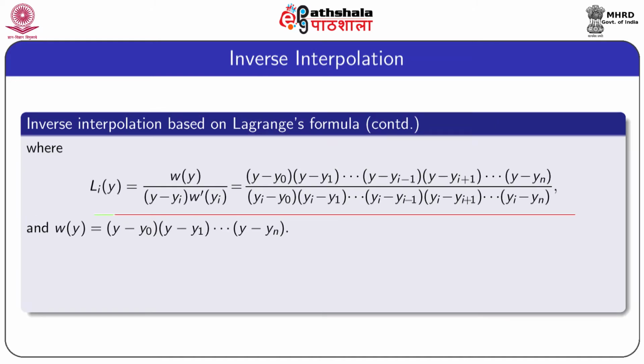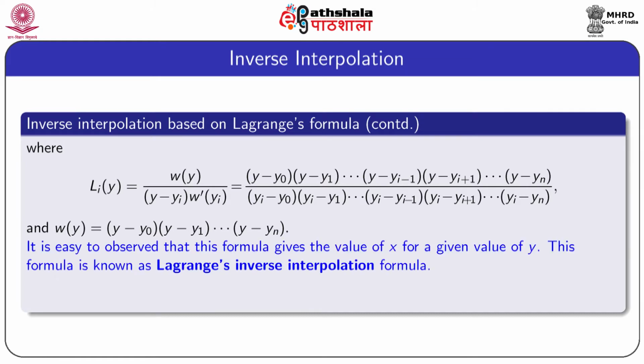The explicit form of li(y) equals (y minus y0) into (y minus y1) up to (y minus yi minus 1) into (y minus yi plus 1) up to (y minus yn), whole divided by (yi minus y0) up to (yi minus yi minus 1) into (yi minus yi plus 1) up to (yi minus yn), and w(y) equals (y minus y0) up to (y minus yn). So, it is easy to observe that this formula gives the value of x when the value of y is given. This formula is known as the Lagrange inverse interpolation formula.